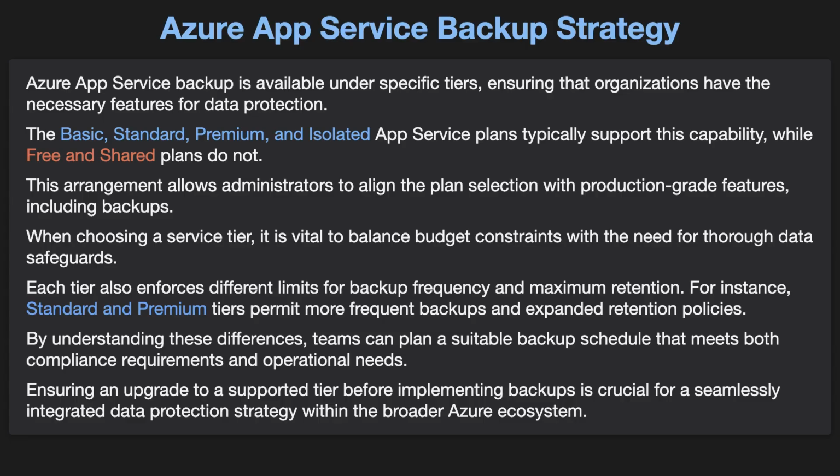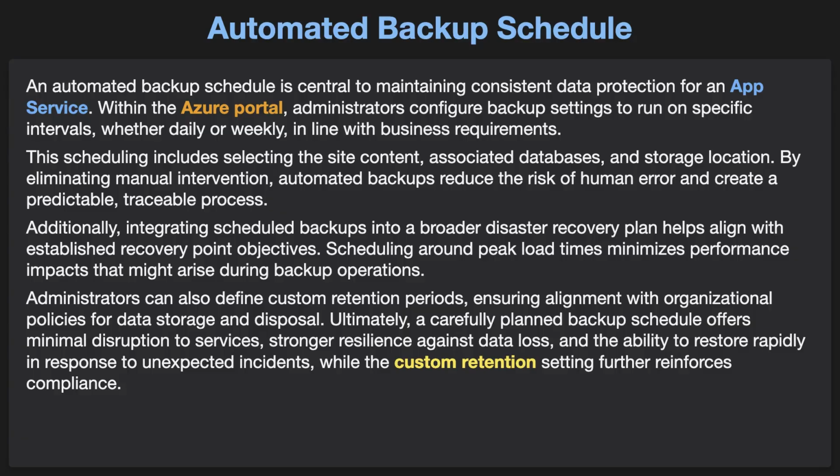Each tier also enforces different limits for backup frequency and maximum retention. For instance, standard and premium tiers permit more frequent backups and expanded retention policies. By understanding these differences, teams can plan a suitable backup schedule that meets both compliance requirements and operational needs. Ensuring an upgrade to a supported tier before implementing backups is crucial for a seamlessly integrated data protection strategy within the broader Azure ecosystem. An automated backup schedule is central to maintaining consistent data protection for an app service.